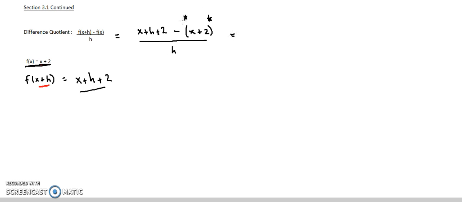So the first thing that we need to do is distribute this negative. So we're going to get x plus h plus 2 minus x minus 2 when we distribute that negative. Okay, so multiply through by negative 1. And that whole thing over h. Now once you distribute that negative, a bunch of stuff should cancel out. I know that this fraction looks big and ugly, but it should get down to something very simple and manageable.